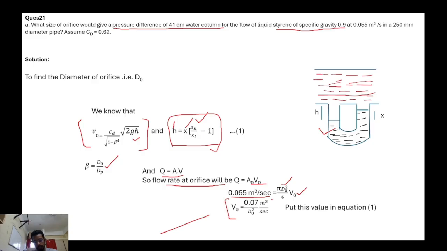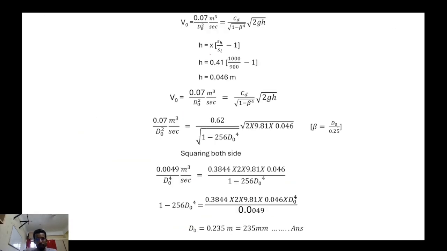0.07 upon d naught square meters cube per second. We will not leave the unit for a single second. Then we will put it in equation 1. This is our equation 1. So we have put the value.